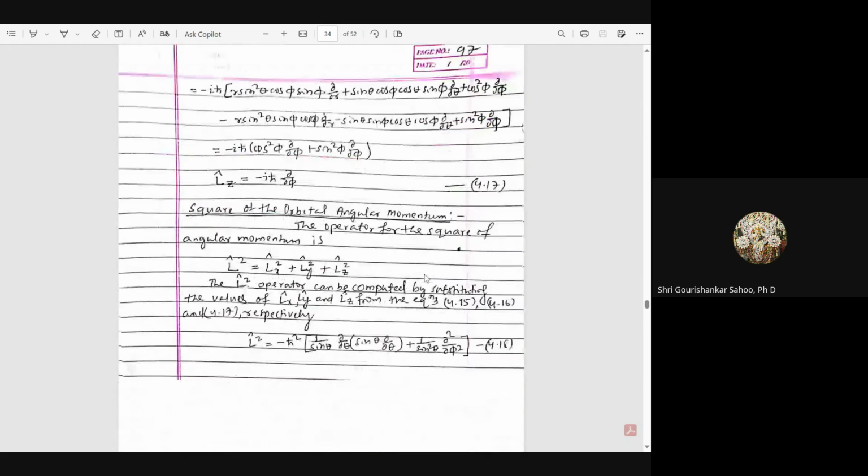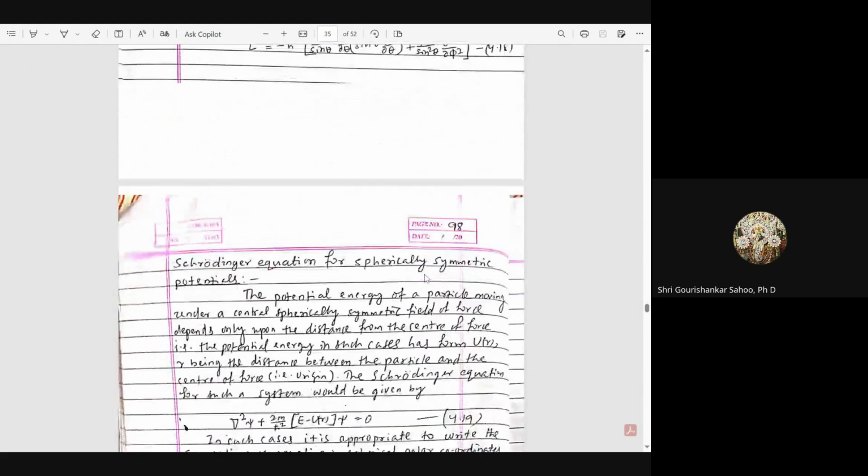And the square of the orbital angular momentum we will calculate. It will be nothing but L cap square = Lx cap square + Ly cap square + Lz cap square, and we will have −ħ² [ (1 / sin θ) ∂/∂θ (sin θ ∂/∂θ) + (1 / sin²θ) ∂²/∂φ² ].